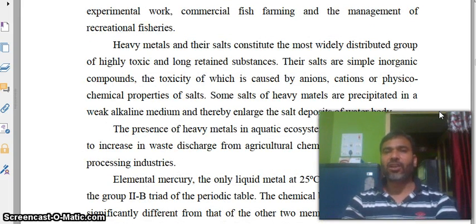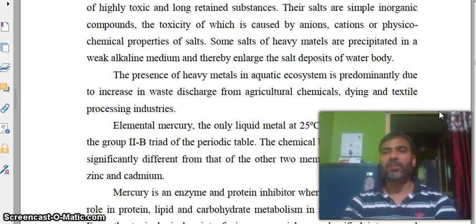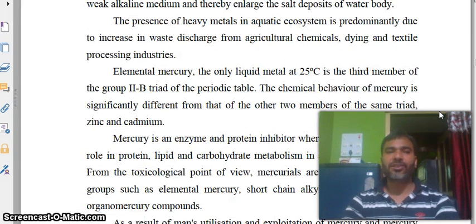Heavy metals and their salts constitute the most widely distributed group of highly toxic and long retained substances. Their salts are simple inorganic compounds, the toxicity of which is caused by the anion, cations or physico-chemical properties of the salts. Some salts of heavy metals are precipitated in a weak alkaline medium and thereby enlarge the salt deposits of the water body. The presence of heavy metals in aquatic ecosystems is predominantly due to the increase in waste discharge from agriculture chemicals, dyeing and textile processing industries.